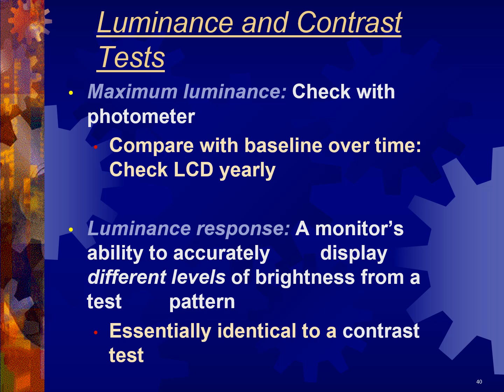So for maximum luminance, you broadcast a white square and test the white square, and it should be about 800 lumens, okay? Luminance response is the ability to accurately display different levels of brightness. Maximum luminance is just testing maximum brightness. Luminance response is testing the variability of brightness across a grayscale. In other words, it's testing the ability of the monitor to accurately display contrast.